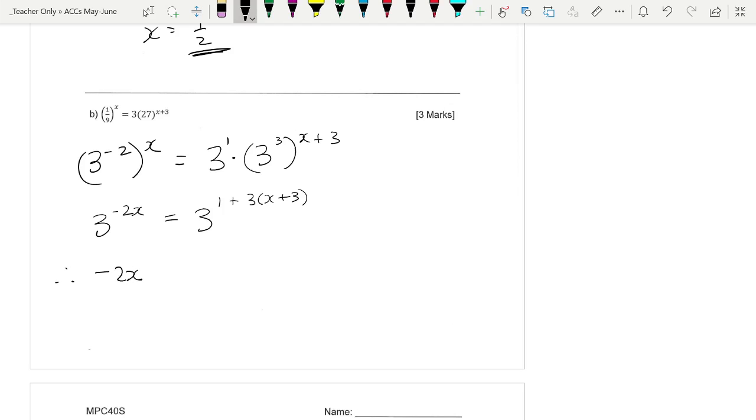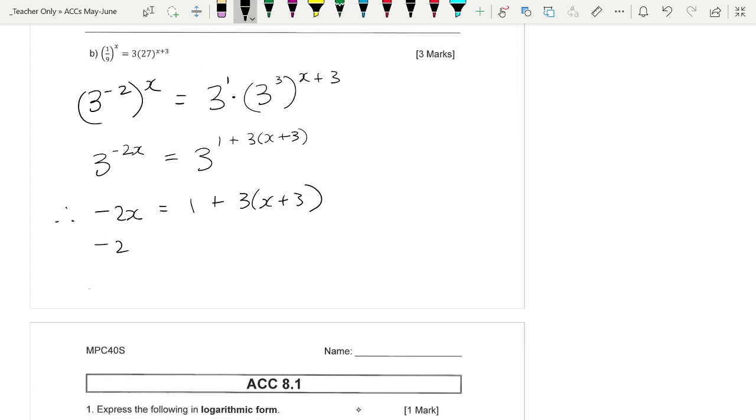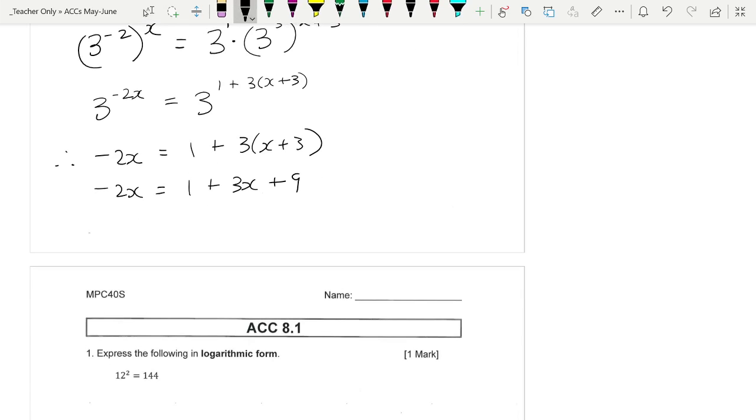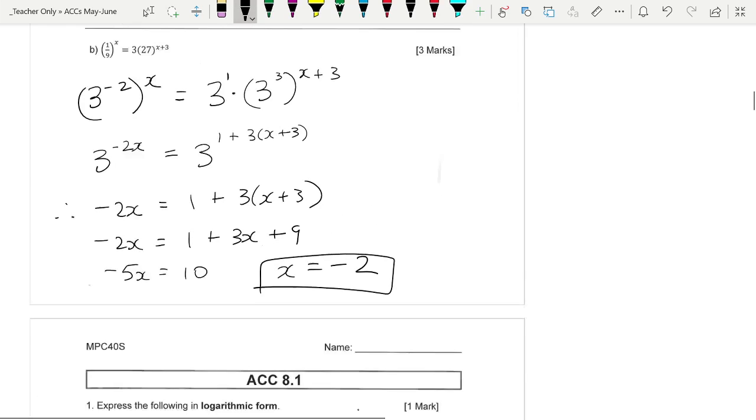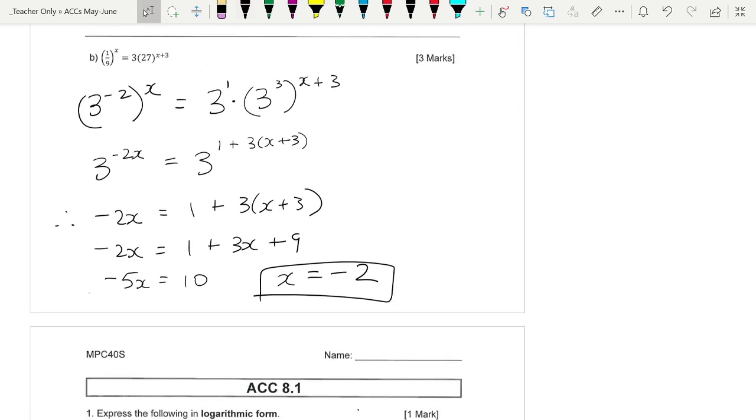Therefore, negative 2x is equal to 1 plus 3 times x plus 3. So that's going to be negative 2x is equal to 1 plus 3x plus 9. Move the 3x to the other side. Negative 5x is equal to 10. So x is equal to negative 2. And you could run that through a calculator and do a check if you want. Actually, you don't even need a calculator. You could do that one mentally.